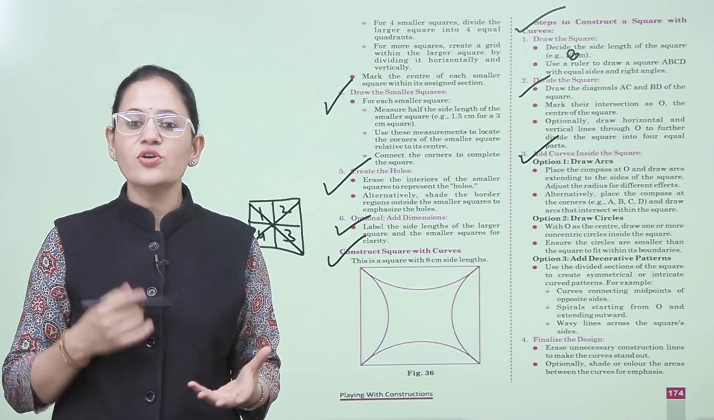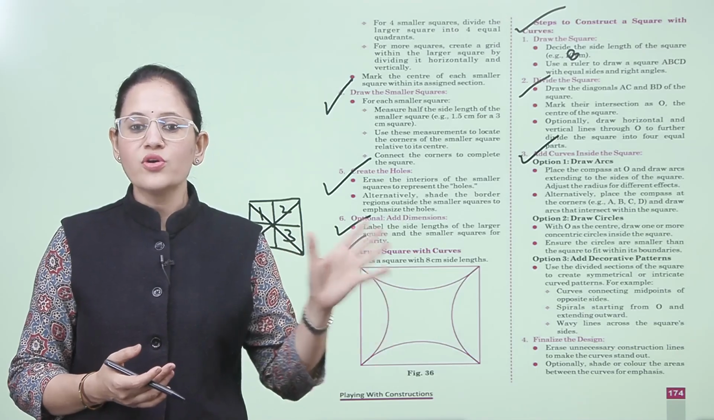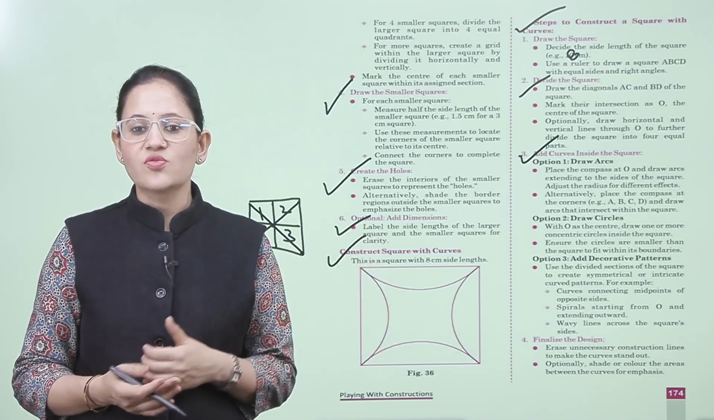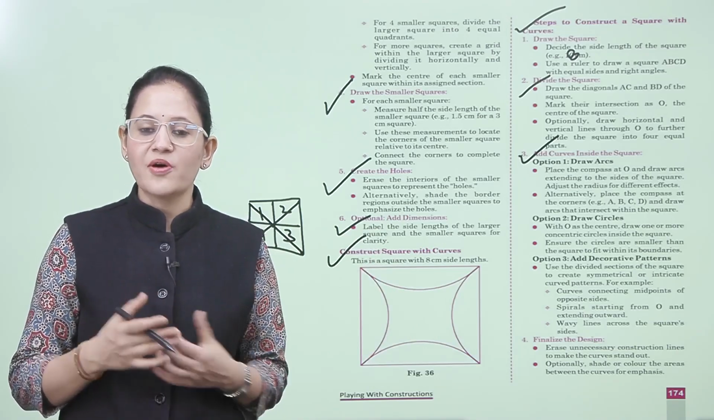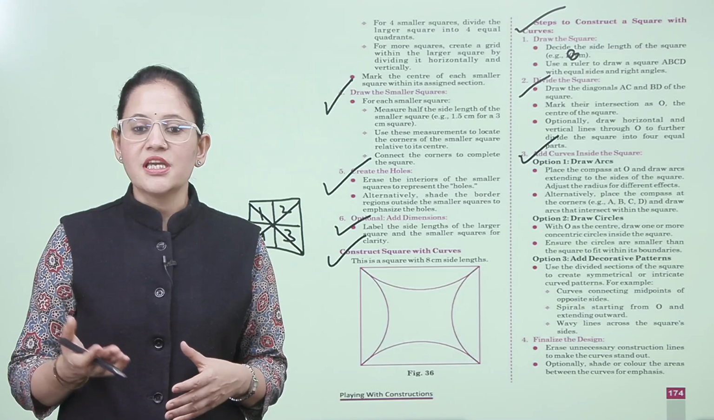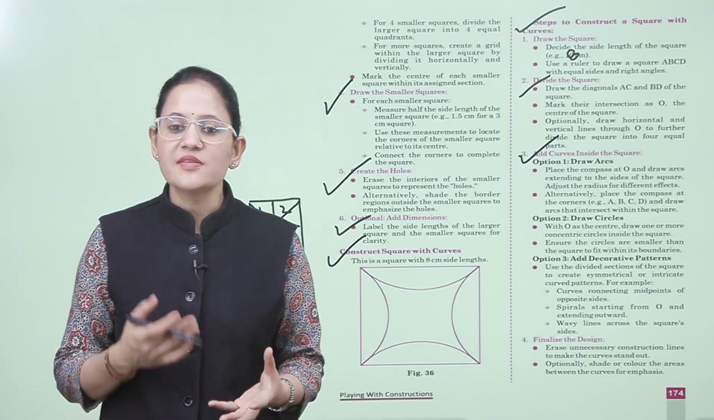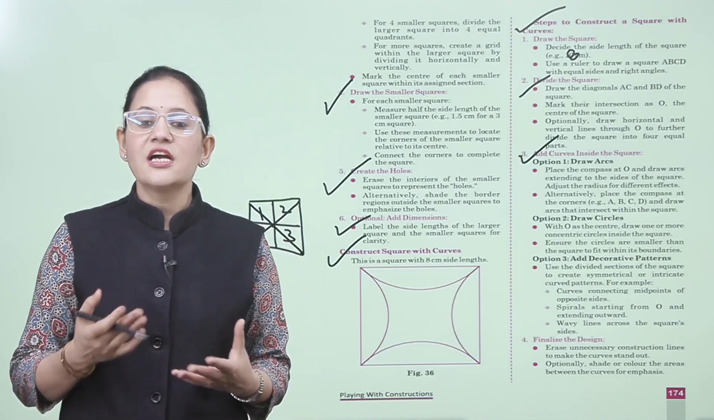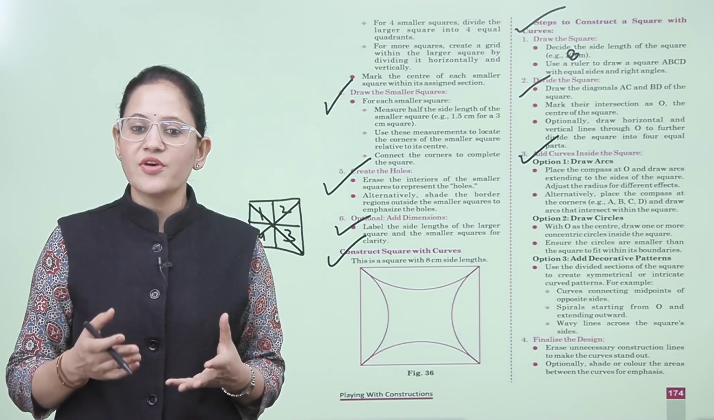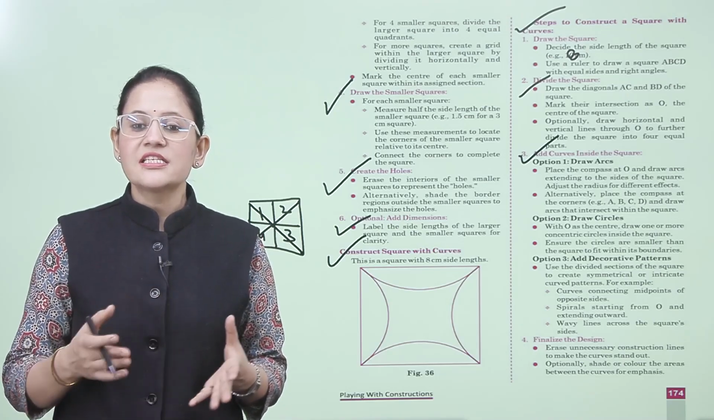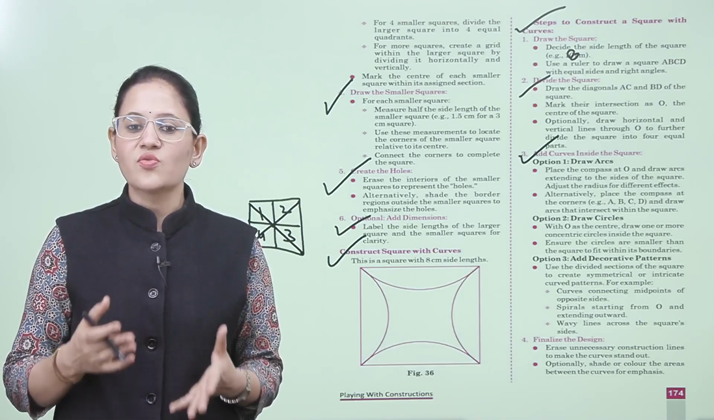Option 2, draw the circle. So we can also draw circles. With O as the center, draw one or more concentric circles inside the square. Ensure the circles are smaller than the square to fit within its boundary. Option 3, use the divided sections of the square to create symmetrical and intricate curve patterns. For example, curves connecting midpoints of opposite sides, spirals starting from O and extending outward, or wavy lines crossing the square sides.